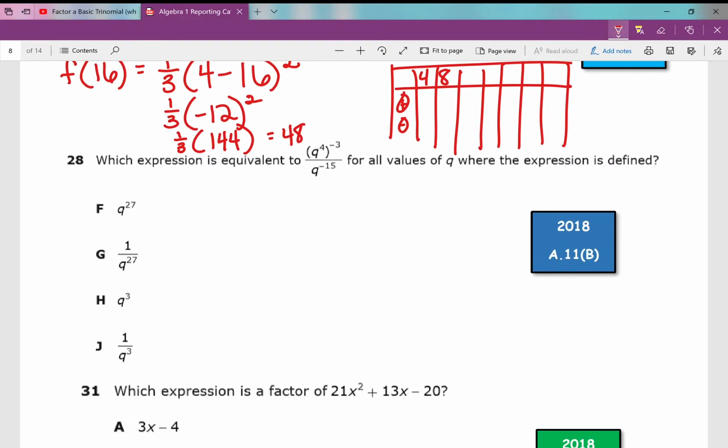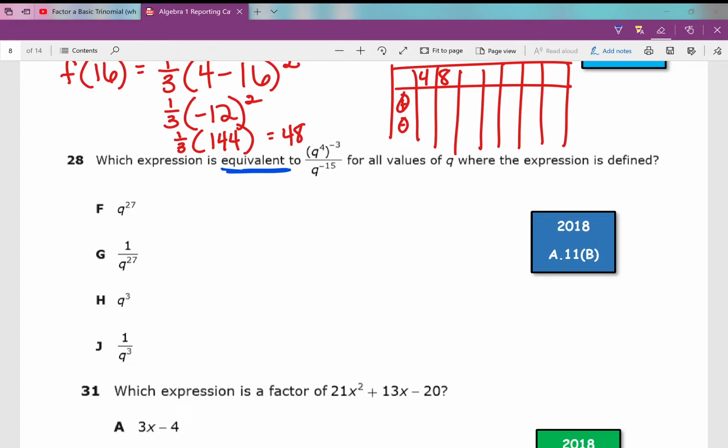Okay, number 28. Which expression is equivalent to, again, love these, equivalent to, okay, well, we're given these q values. Q to the power of 4 raised to the power of negative 3 over q to the power of negative 15 for all values of q where the expression is defined. Students will probably struggle with that part and wonder what it's asking. It just means simplify this expression, and then find which one is your answer.